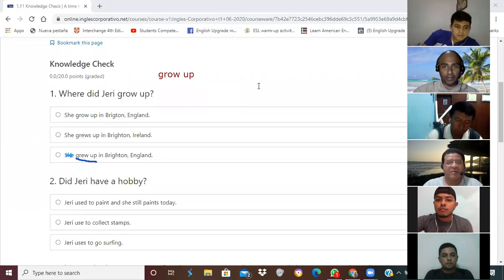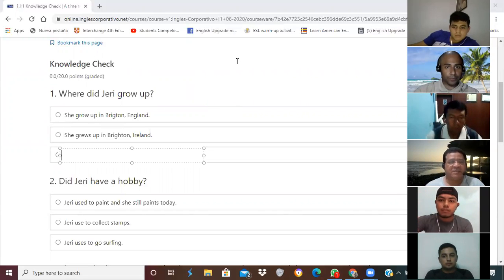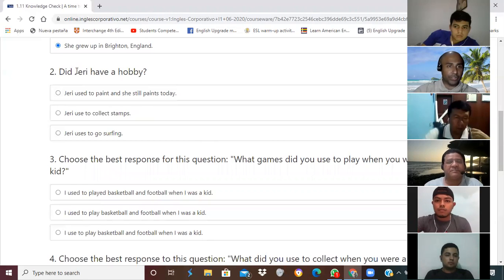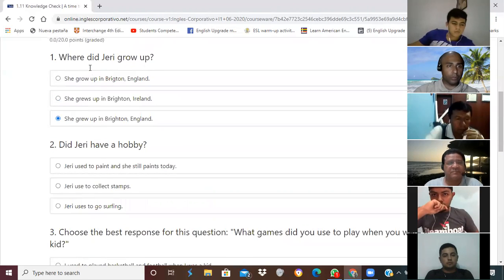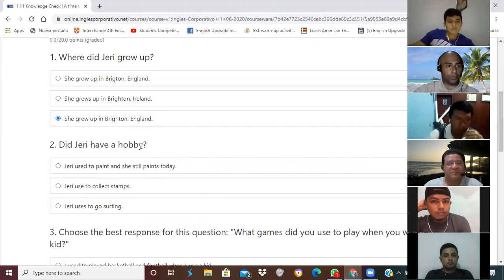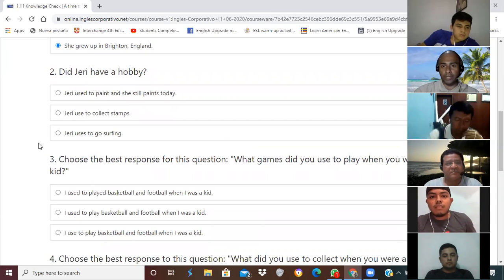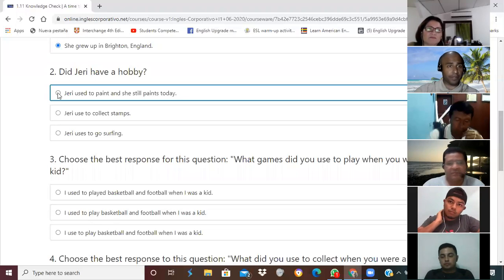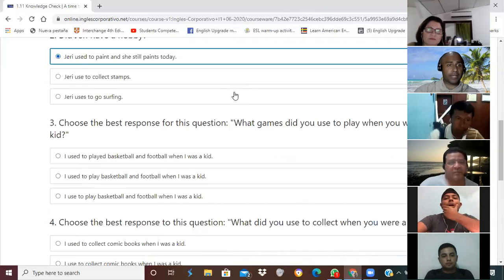Okay, number two. Let me have one volunteer for number two. She grew up in Brighton, England. No, number two. This is number one. What is number two? Did Jerry have a hobby? One volunteer. Amilcar? It's the first one. Jerry used to paint today, and she still paints today. Very good. Correct.